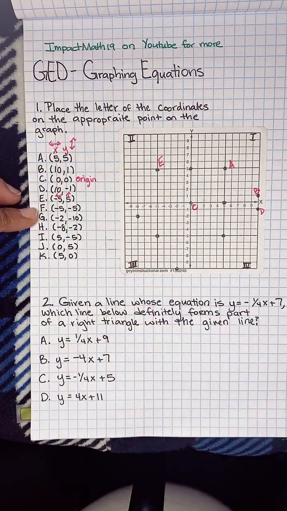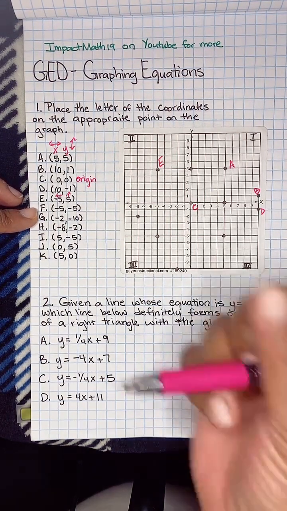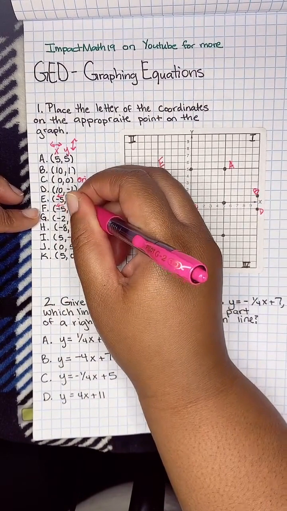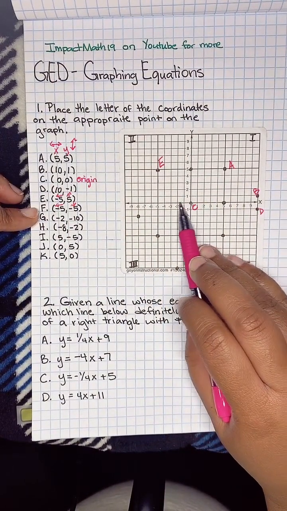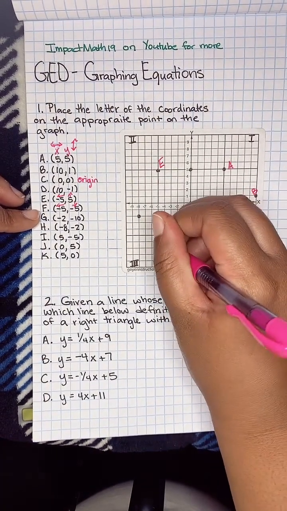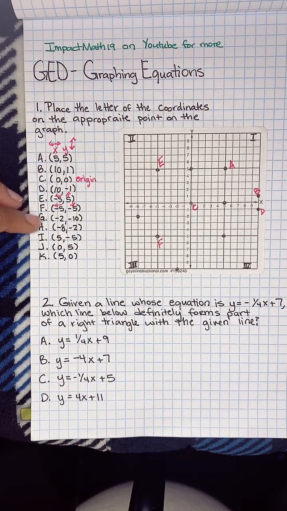Left 5, up 5. All right, what about F? Where is F? Is it in 1, 2, 3, or 4? Leslie said 3. We got a lot of 3s. Let's check it out. I'm going left first, negative 5, and then this tells me to go down 5. So I start at 0, 0, go left to negative 5, and then down to negative 5. So if you said 3, 100% good. Great job.